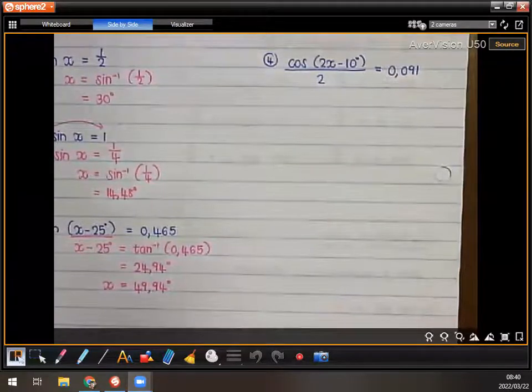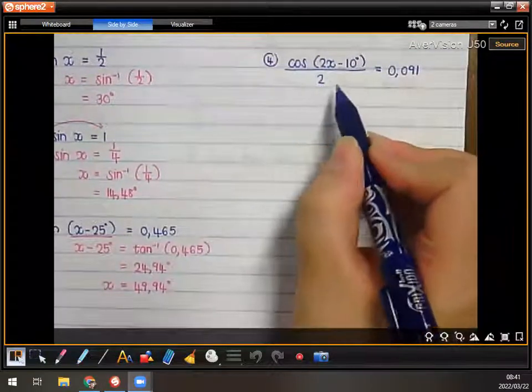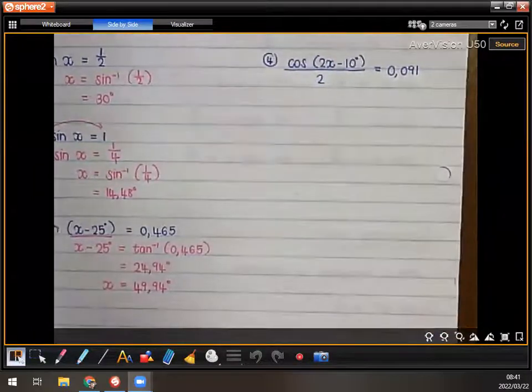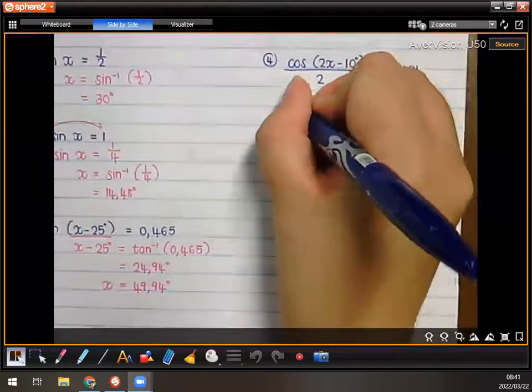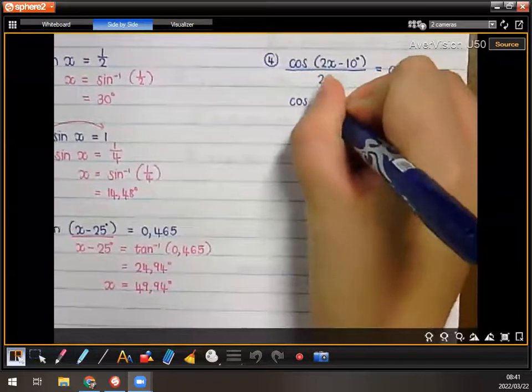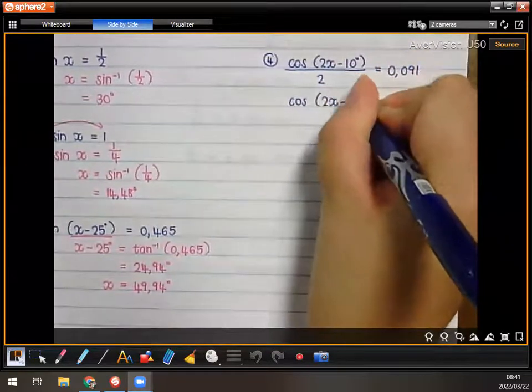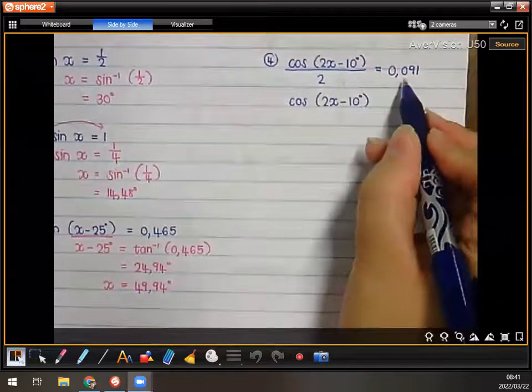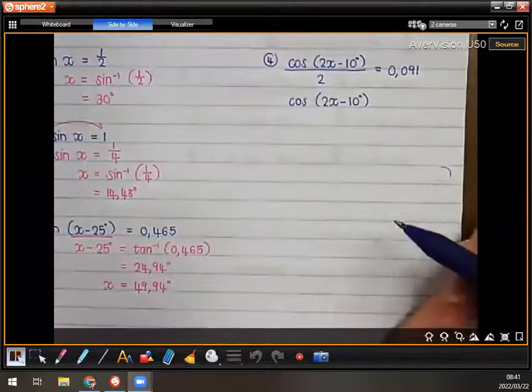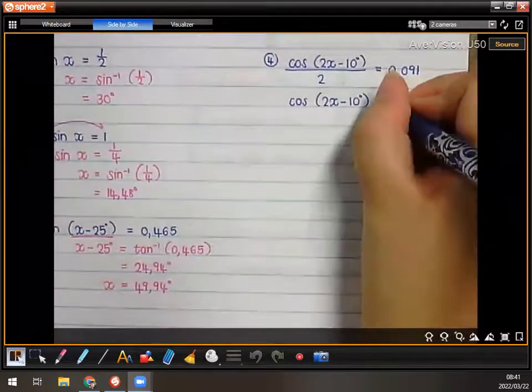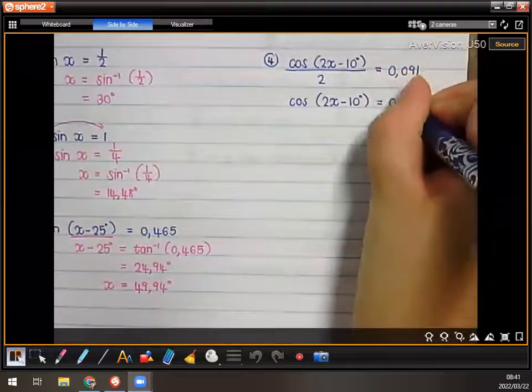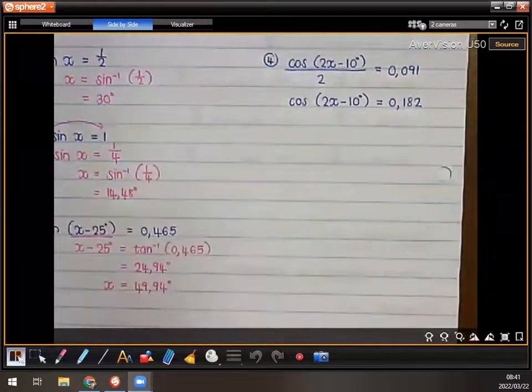Can I do shift cos immediately? What do I move across first? That's 2, hey? I need to multiply the other side by 2. So I'm going to have cos of 2x minus 10 degrees equal to 0,091 times 2, which is 0,182. Thank you.